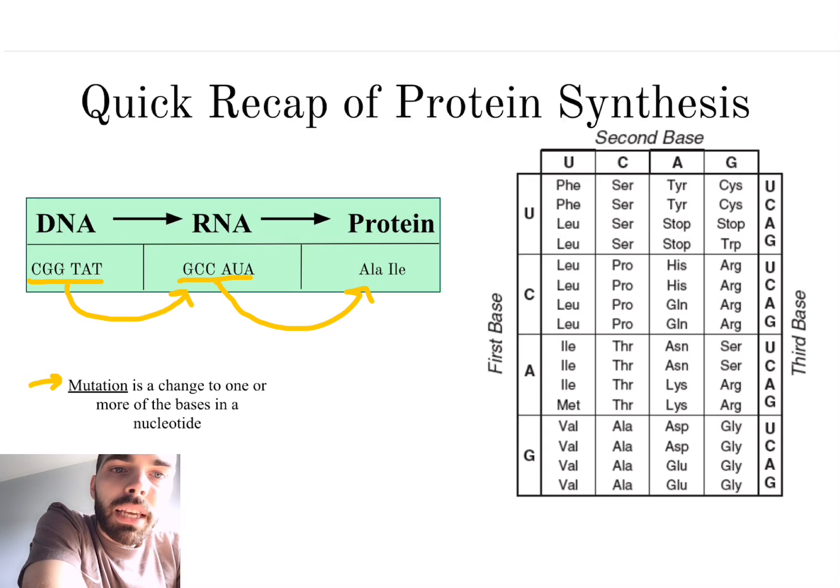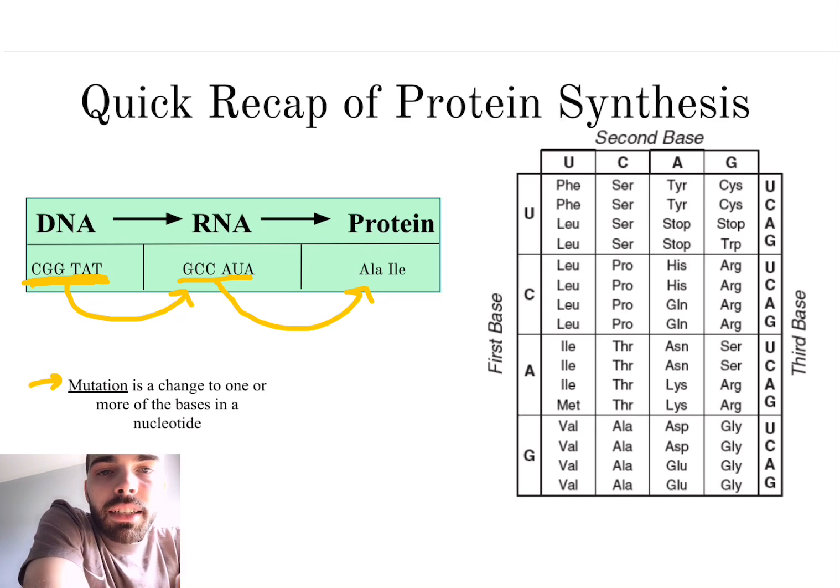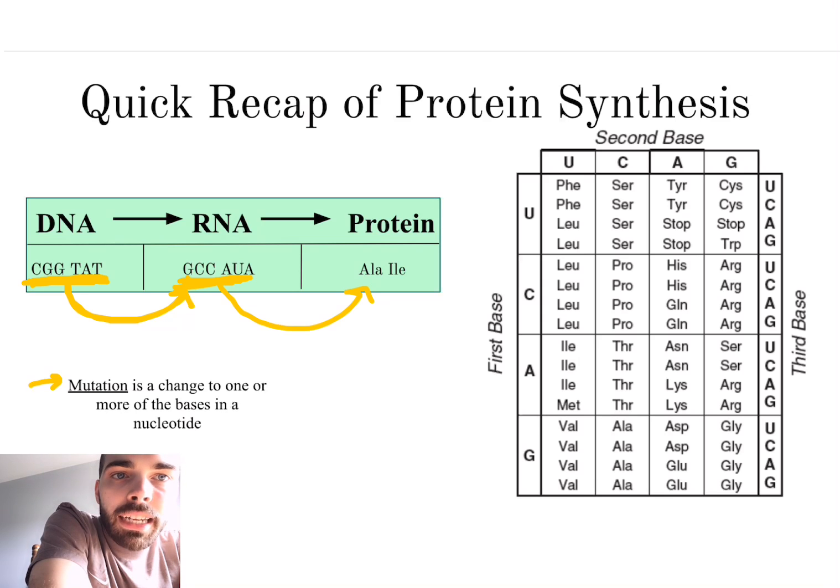Okay, so a mutation is a change to one or more of the bases in the sequence of nucleotides. Right here I have a sequence of nucleotides. Now you're only seeing the bases, those 4 letters, A's, G's, T's, and C's. But remember, the nucleotide is made up of a sugar, a phosphate, and a base. If I change one or more of these letters in the DNA, then that's going to end up changing some of the letters here in RNA, and that could cause a change in the protein as well. And so these kinds of changes to one or more of the bases we call a mutation.